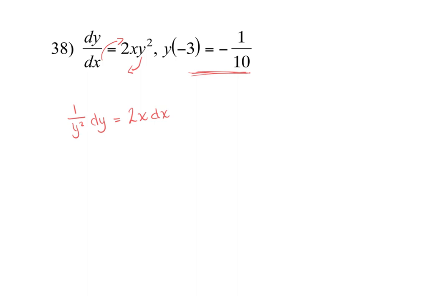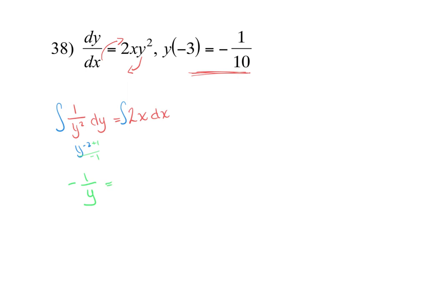So now I want to do my integration of both sides. My antiderivative of 1 over y squared, well, that's y to the negative 2. So I'm going to add 1. So my new exponent's going to be y to the negative 1. And then divide by that negative, right? So it's going to be negative 1 over y. That's what I'm going to get when I take that antiderivative, because I add 1 to this and divide by that negative 1. So negative 1 y to the negative 1, or negative 1 over y.